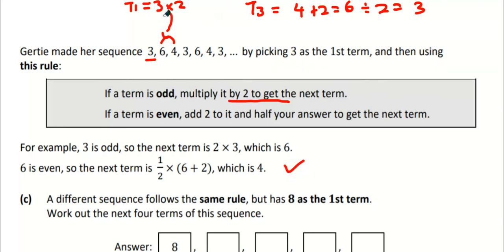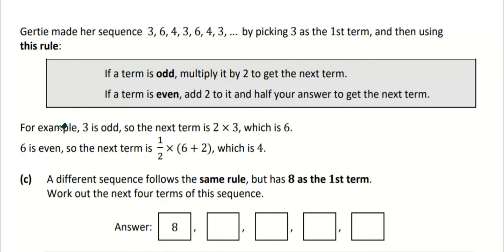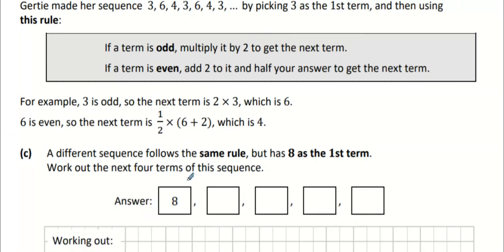Okay, so that's all good. A different sequence follows the same rule, but has 8 in its first term. Work out the next 4 terms in the sequence. Okay, well, 8 is even. So because 8 is even, I'm going to add 2 to 8. So 8 plus 2 is 10. Then I'm going to half my answer to get 5.